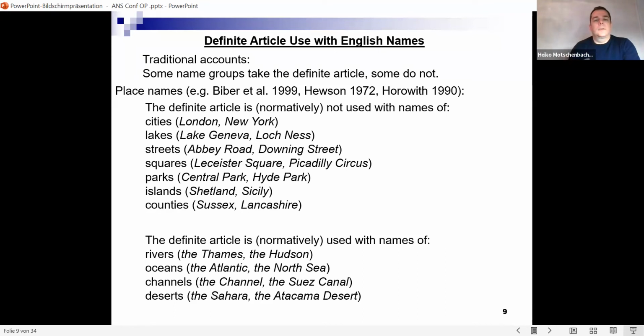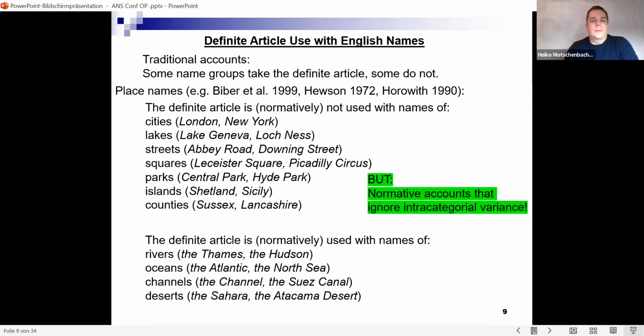So you get these sorts of descriptions. But of course, when you look at actual language use, the situation is a little bit more complex than that. So this is a fairly normative account of what's going on, and it basically ignores the intracategorial variance that we find in actual language data. So within the group of lake names or street names, there may be individual group members that behave differently than the overall group.